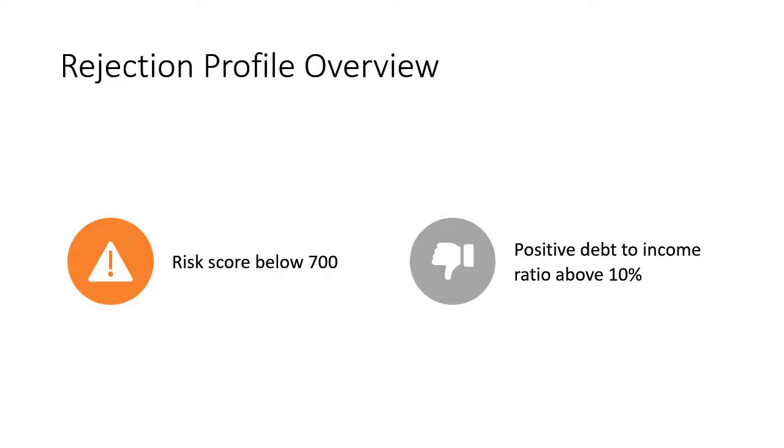However, knowing that we're only accepting risk scores above 700, in other words, that those would only be the ones that would pass the rejection profile we've established, or who have debt to income ratios less than 10%, we can feel a little comfortable in that we'll reduce our false positive rate.